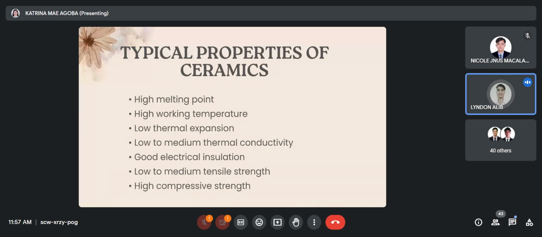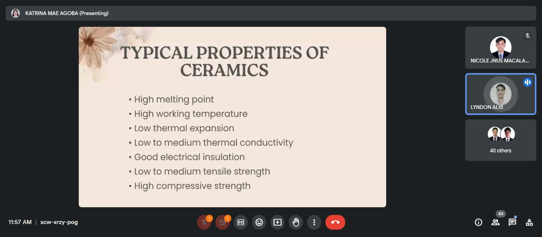Sunod naman ay ang ceramics ay meron itong low thermal expansion at low to medium thermal conductivity. Dahil nga strongly bonded ang chemicals ng ceramics, contrast naman dito yung level ng conduction at expansion ng heat. Hindi siya basta-basta kumakalat, hindi siya basta-basta nakakapag-conduct ng heat.